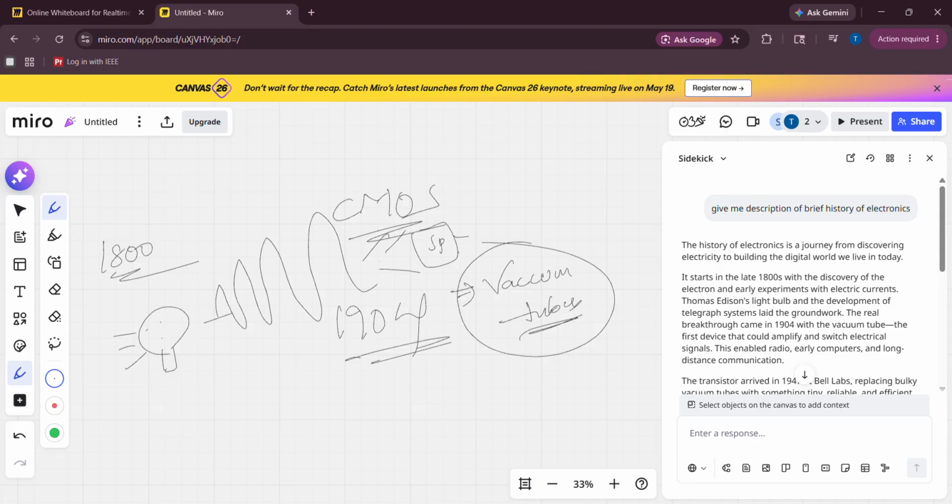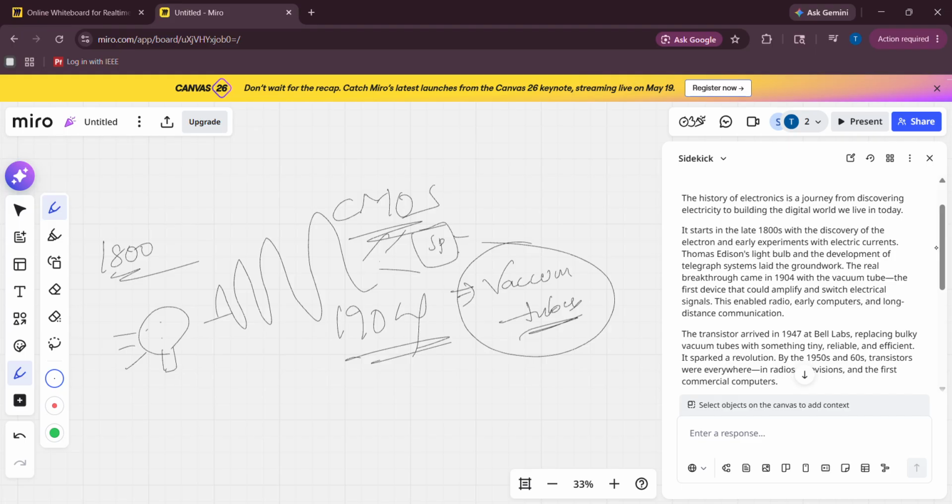Amplify is nothing but the low signal being converted into a high signal. By using a mic, you can talk very slowly, and while reaching the people, the voice is amplified. And switching electrical signals is nothing but when you want the signal, you can turn it on, and if you don't want it, you can turn it off by using these vacuum tubes. We discovered something new, and this was the first one to come into the picture related to electronics. This is the basic technology used in our past years. Okay. Next, this enabled radio, early computers and long-distance communication.